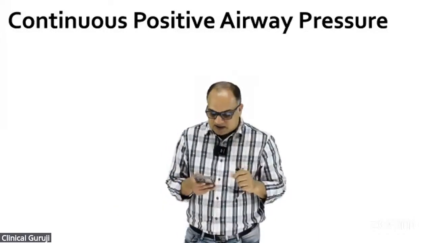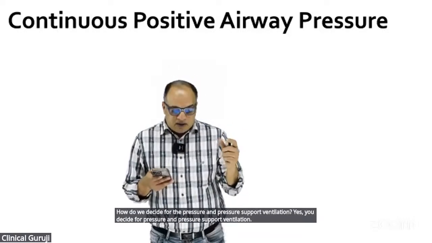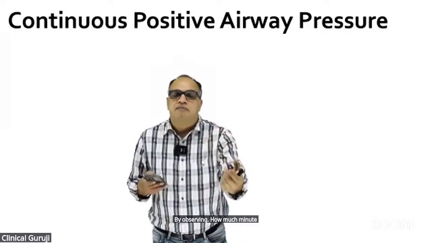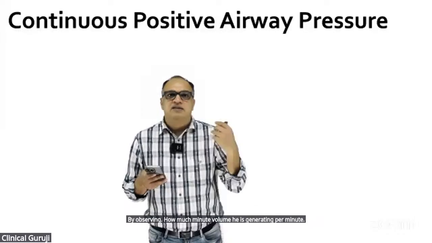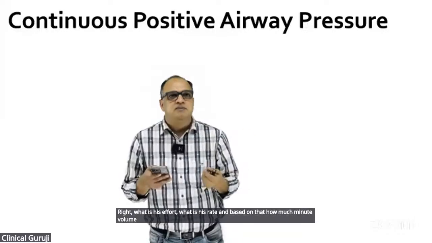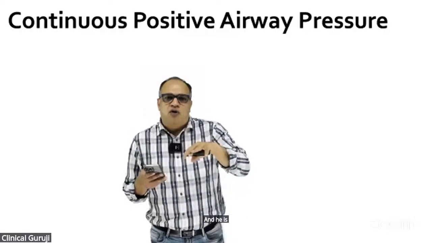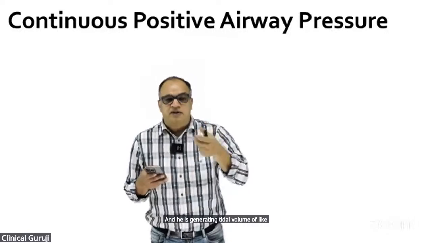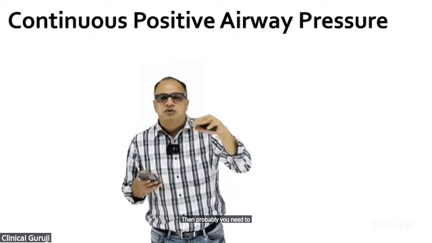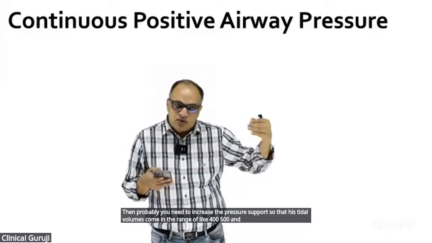How do we decide for the pressure in pressure support ventilation? You decide by observing how much minute volume he is generating per minute. What is his effort? What is his rate? And based on that, how much minute volume he's generating. Let's say he's breathing at a rate of like 20 and he's generating tidal volume of like 200, 250 with your pressure support of 12. Then probably you need to increase the pressure support so that his tidal volumes come in the range of like 400, 500 and his respiratory rate comes down to 12, 13, 14.